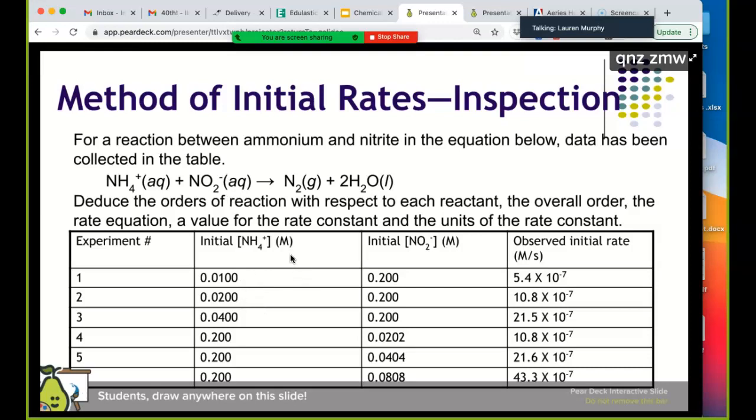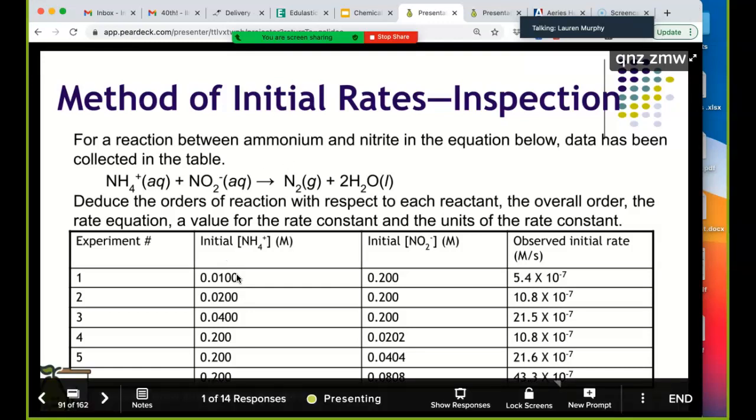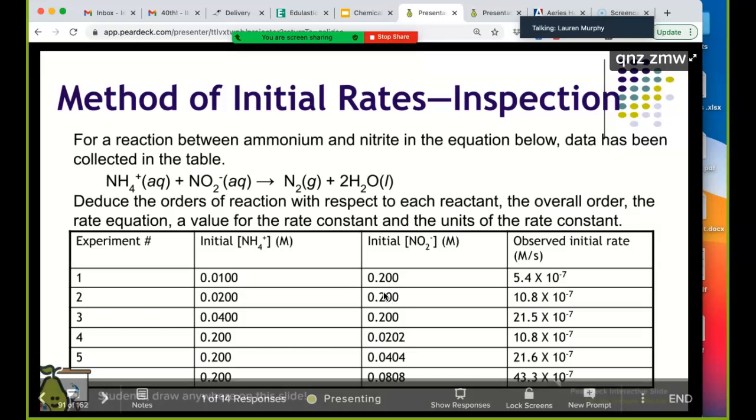Now, here's the thing. There's lots of options for which experiments to pick on this because they did so many. You'll see that there are a lot of times where, for example, look at between experiment 1 and 2, ammonium is changing and nitrite is not. But same thing with 2 and 3. Look, ammonium is changing and nitrite is not. Or look at even 1 and 3, ammonium is changing and nitrite is not. So there's many options to go about finding the rate law. And it doesn't matter which you use because if the data is correct, they should all follow the same pattern.